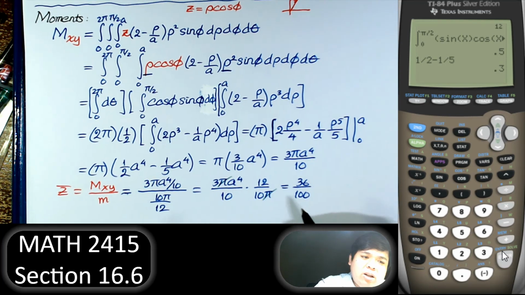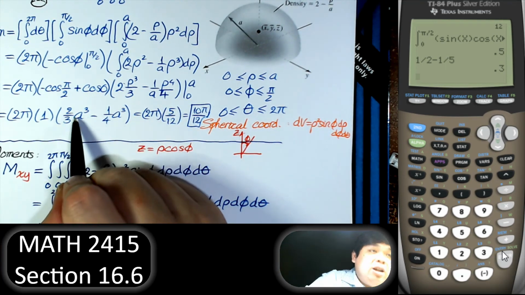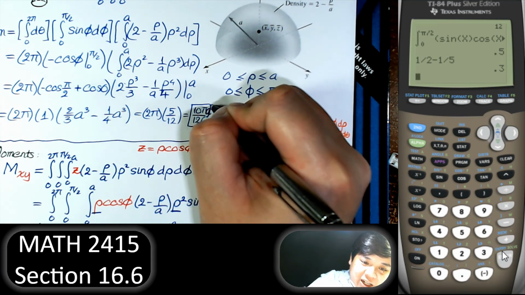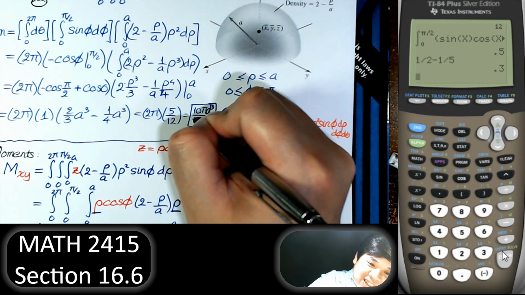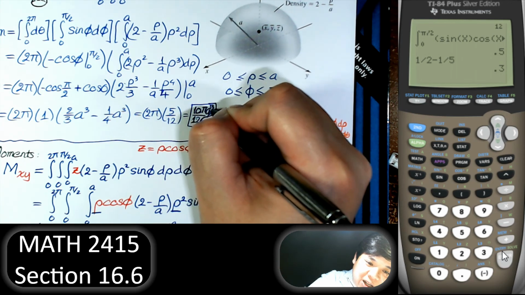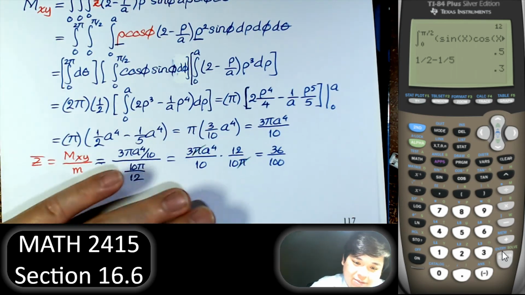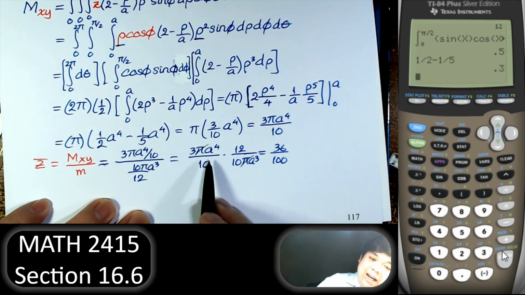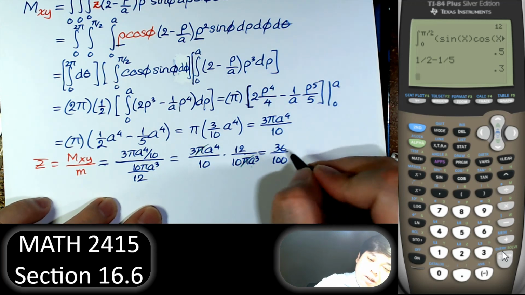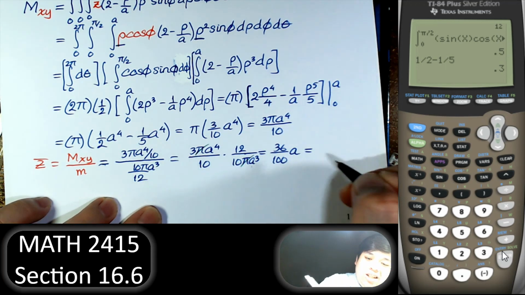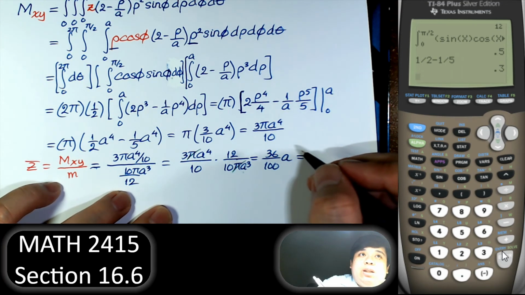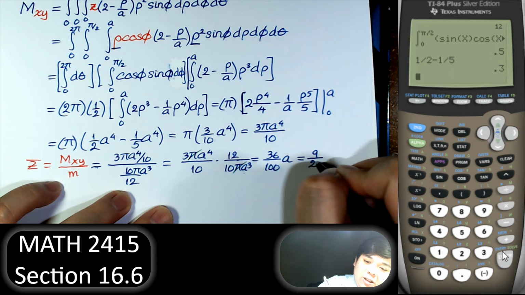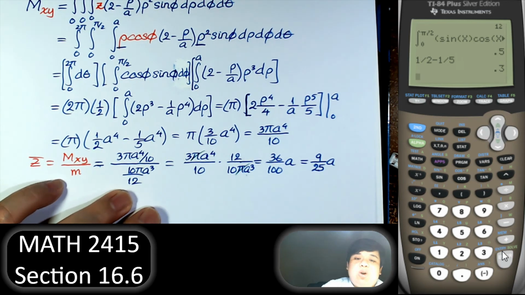Did I forget something? I did, right? Here we have a cube, right? So I forgot a cube. That's where I ran out of ink and I forgot to write it. So the mass is 10 pi a cube. Sorry. And a to the 4th cancels with a cube. So 36 over 100, or 18 over 50, or 9 over 25. Or just 0.36.